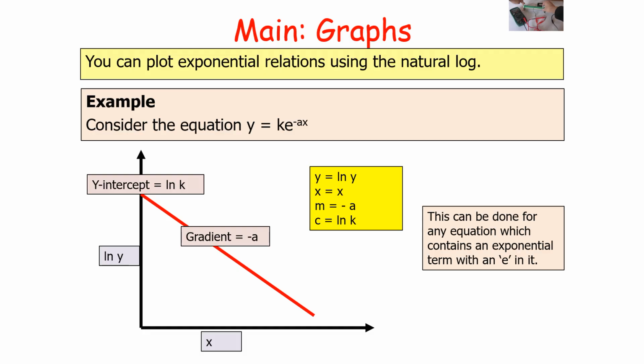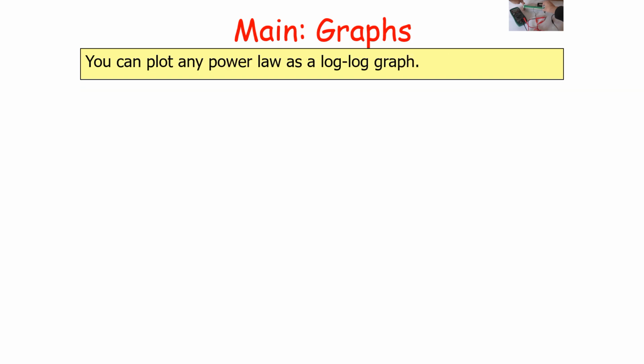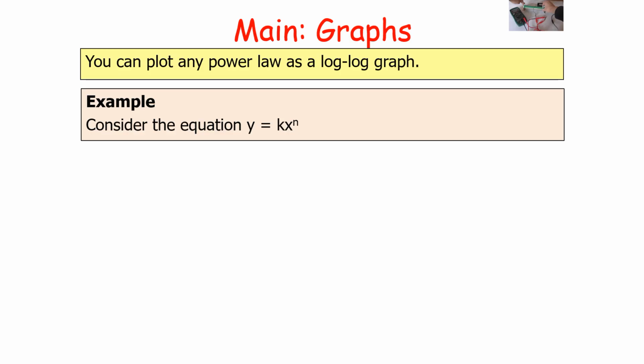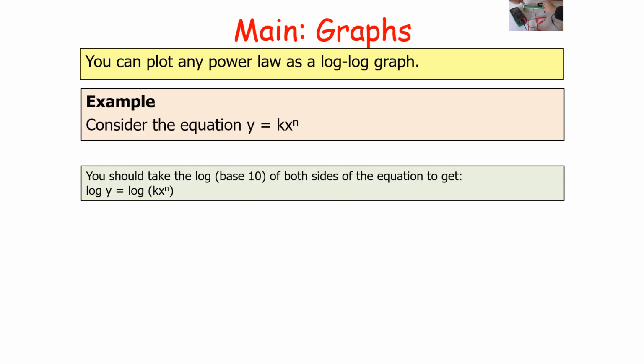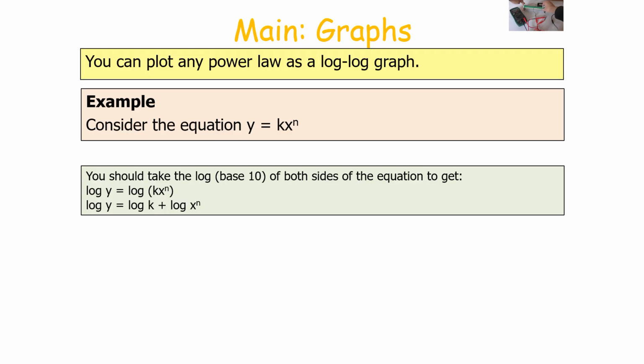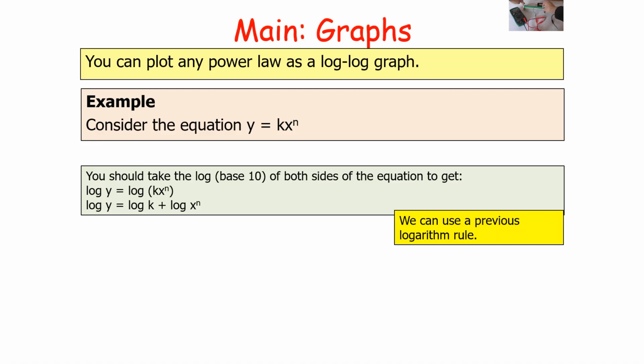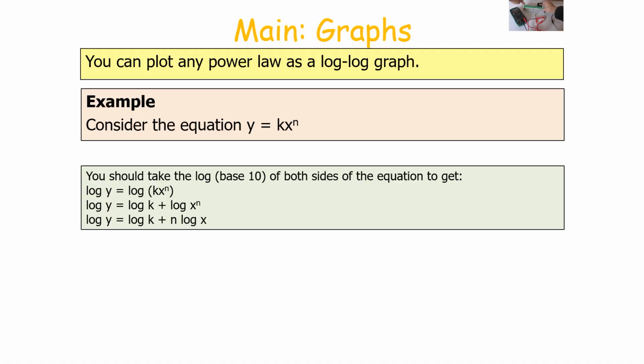So this can be done for any equation which contains an exponential term with an e in it, and we call this a log linear graph. But you can also plot any power law as a log-log graph. So say for example y equals kx to the power of n. Well, you should take log base 10 of both sides and you'll get log y is equal to log of kx to the power of n. Let's use our previous logarithm rule, because we've got two things multiplied there, and say on the right hand side it equals log k plus log x to the power of n. Again, we can use our previous logarithm rule, because we've got a power, it can come out as just a times on the other side, and say it's equal to log k plus n log x.